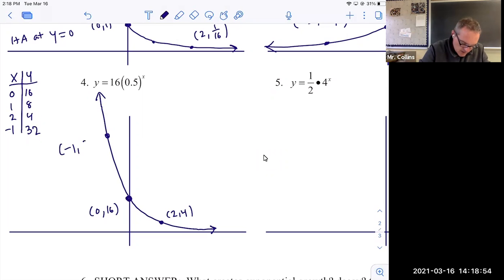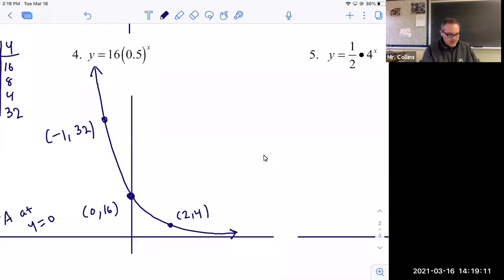And I apologize, this is totally not to scale, but it gives you the idea, right? It's a decreasing function because of the 1/2. Again, my horizontal asymptote at y equals 0. And it's similar to all these functions, except the 16 just made the y value a lot bigger. It's the only difference.